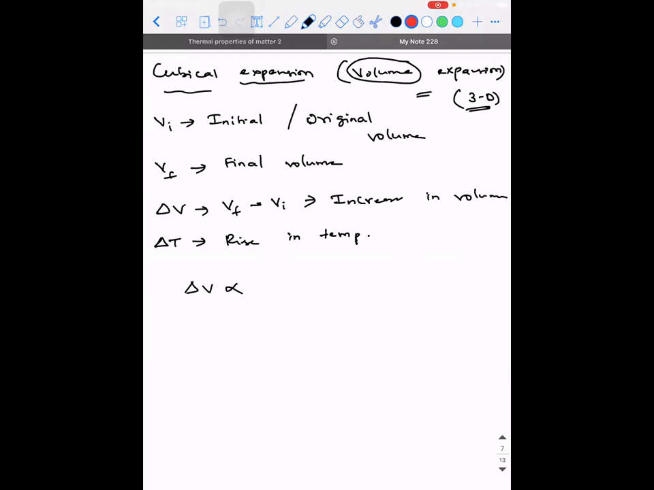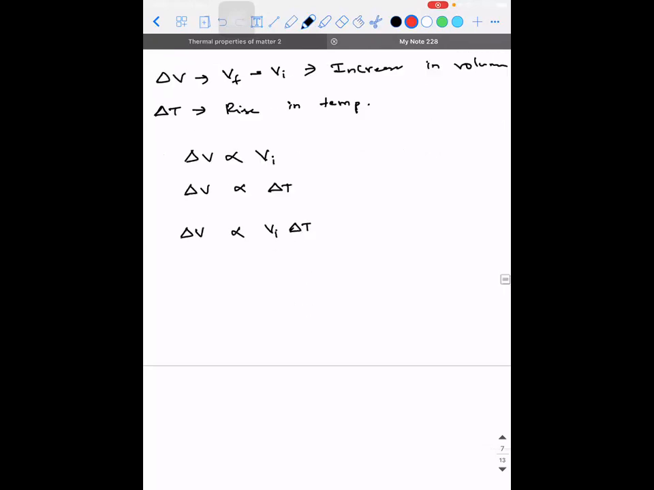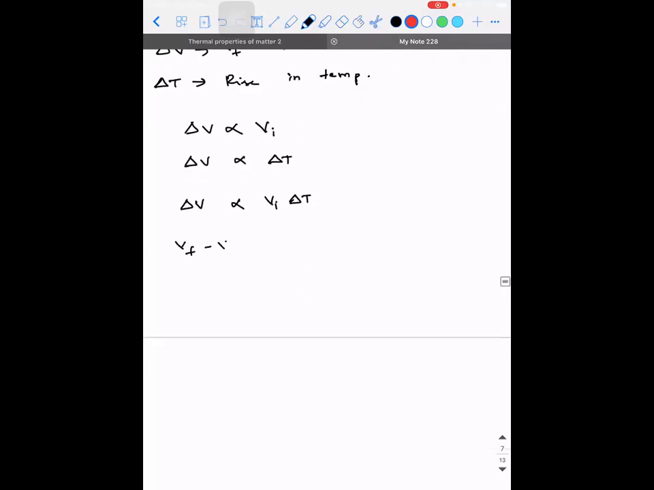Initial volume. Very good. It is proportional to initial volume. Delta V is directly proportional to delta T. Then delta V is directly proportional to Vi into delta T. So what is delta V? Delta V is nothing but V final minus V initial, which is directly proportional to Vi into delta T.